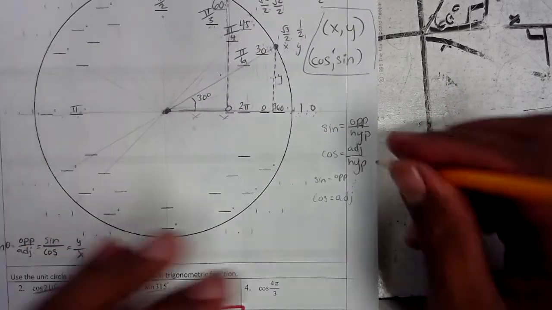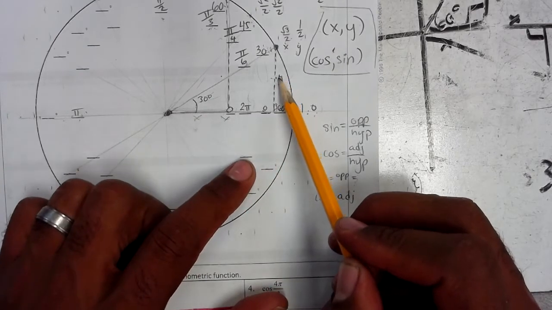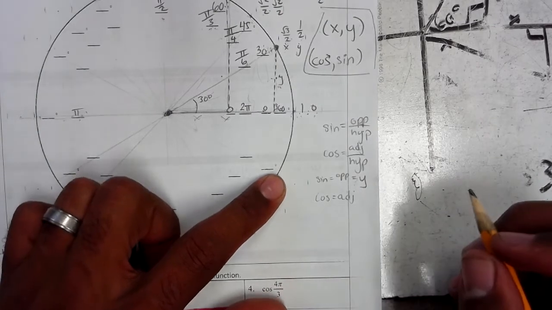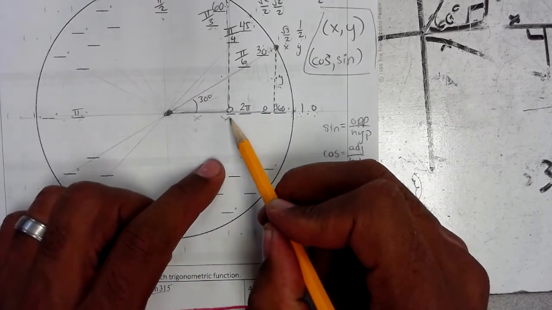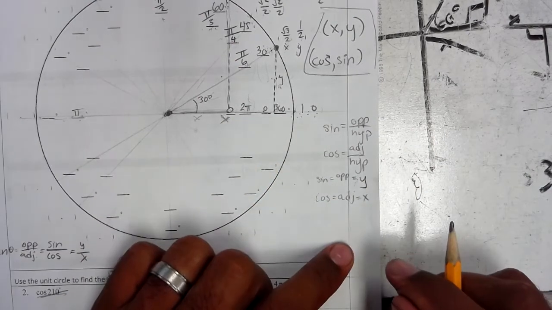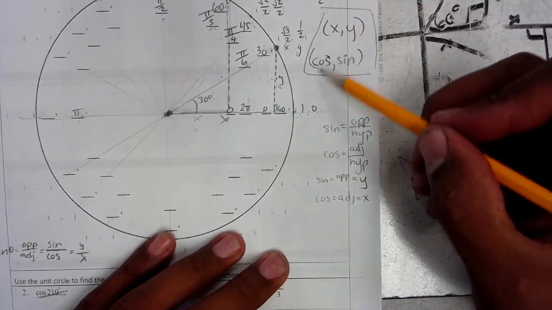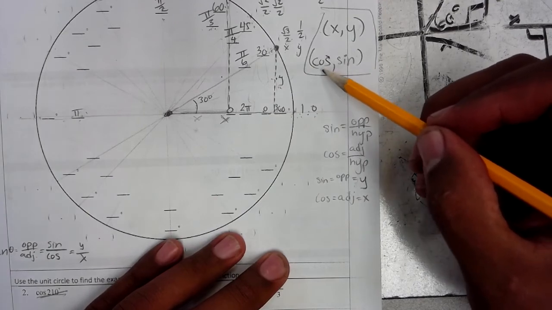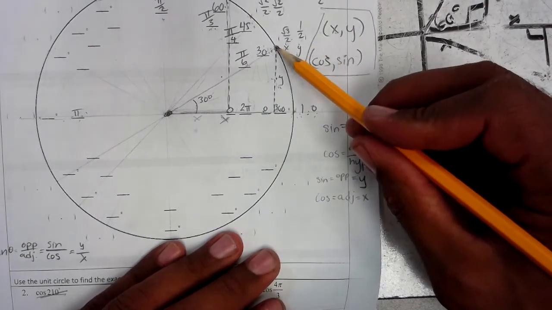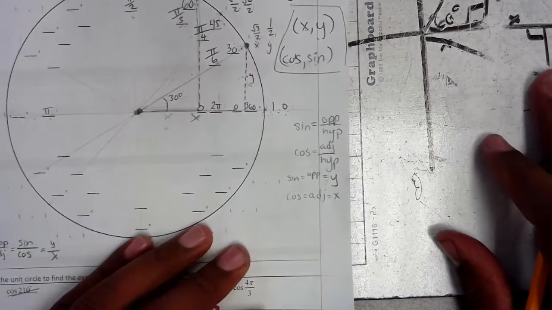Now let's go back up here and see how that relates to the unit circle. The opposite side from the angle is the y value, which means that the sine is equal to the y value. The adjacent side is the x value. So if it asks you for the cosine of that angle, all you need to look for is the x value at that point. Same thing for the sine, you just look at the y value. Let me show you how that works.